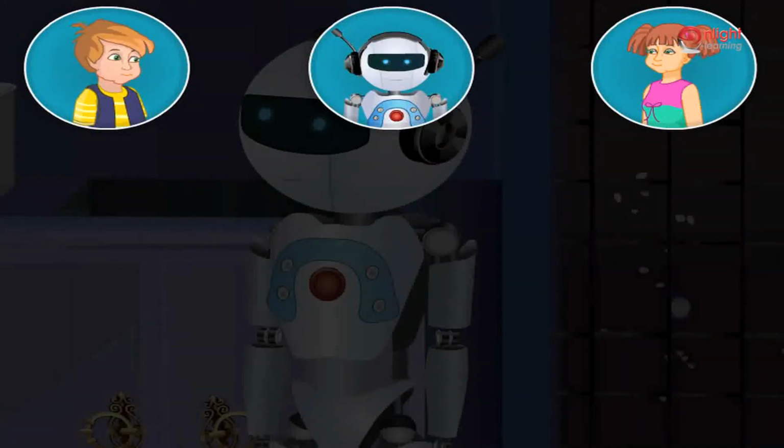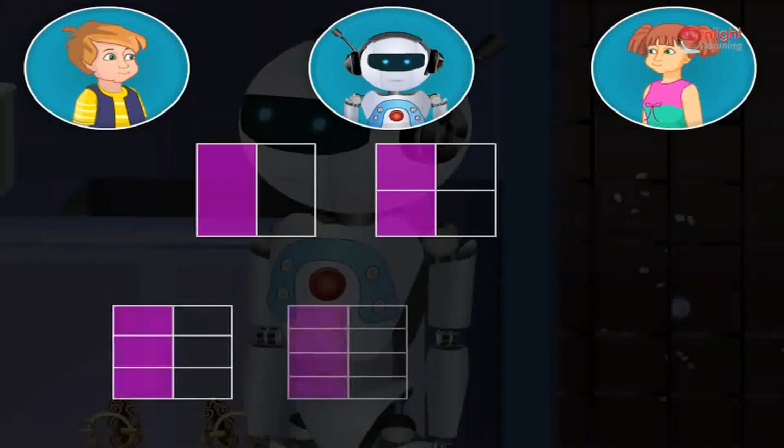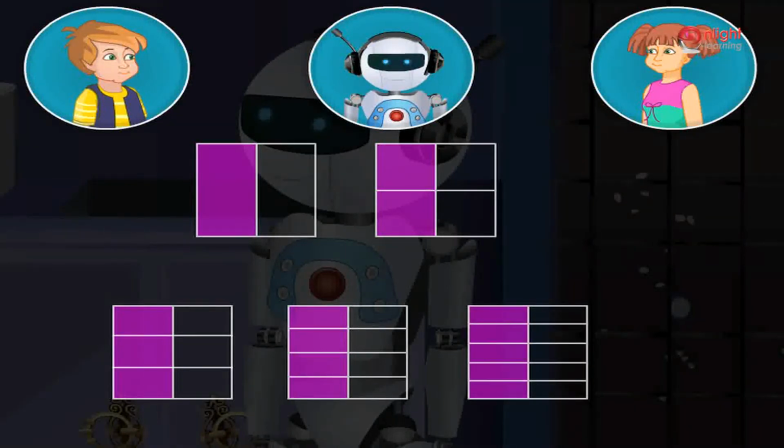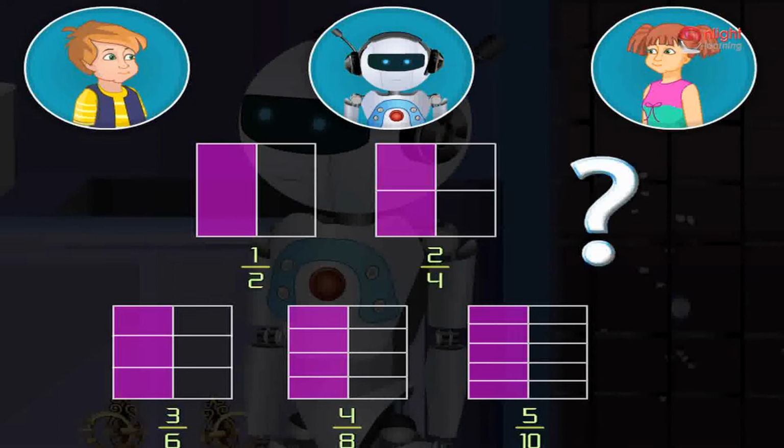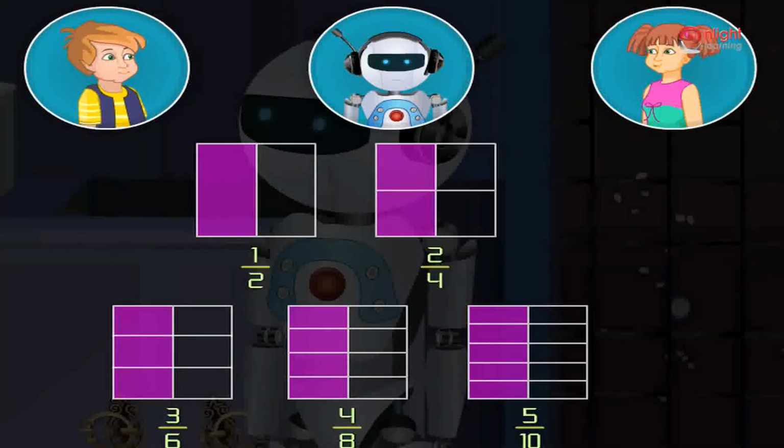Can you see the fractional part of the shaded region in the given figure? 1 by 2, 2 by 4, 3 by 6, 4 by 8, 5 by 10. Do you notice any similarity in these figures? Yes, the fractional part of the shaded region in all the figures is same. But the fractions are different. How? Yes, Akshita, you are correct.